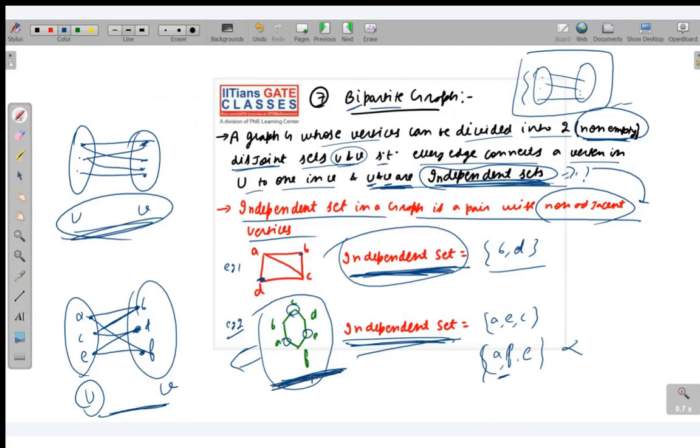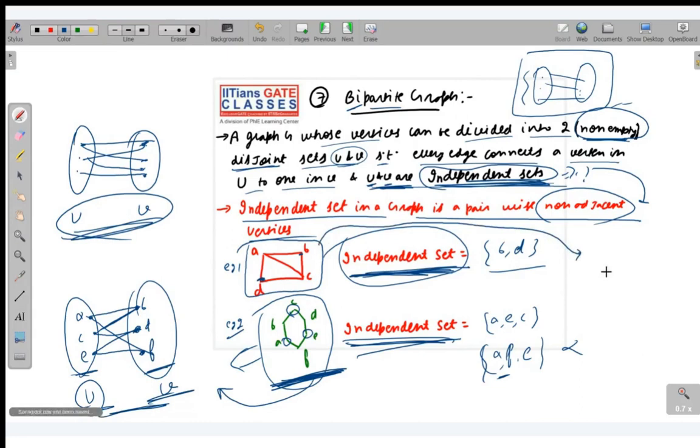Why is this a bipartite graph? Because I can divide the vertex set into two disjoint, non-empty, independent sets. Yes, I have divided its vertex set into two non-empty, disjoint, independent sets. That's why it is a bipartite graph. Now please answer this. Is it a bipartite graph?